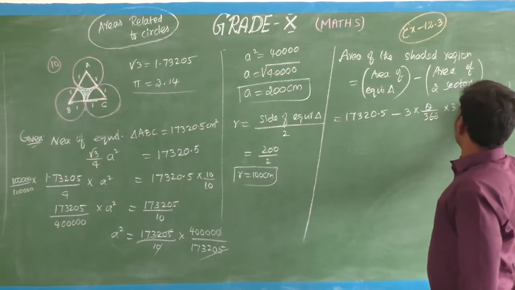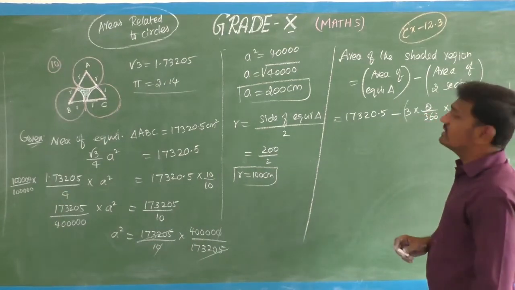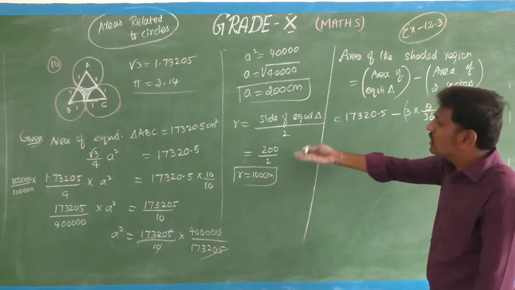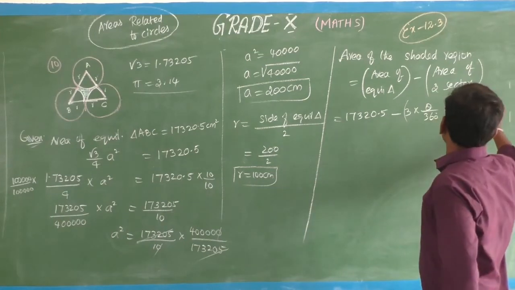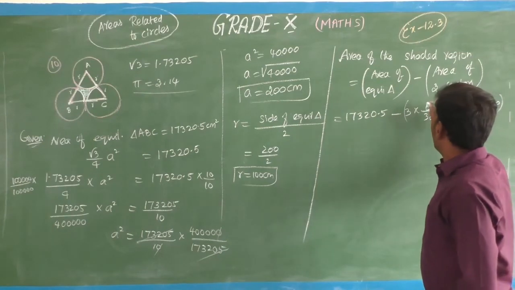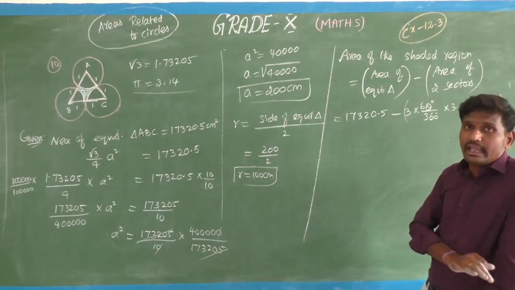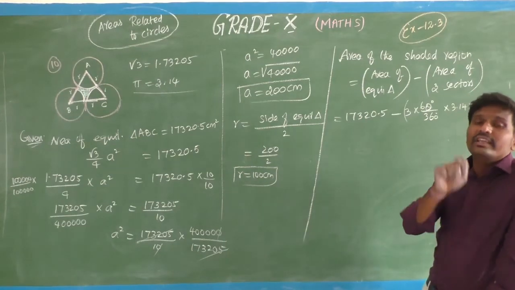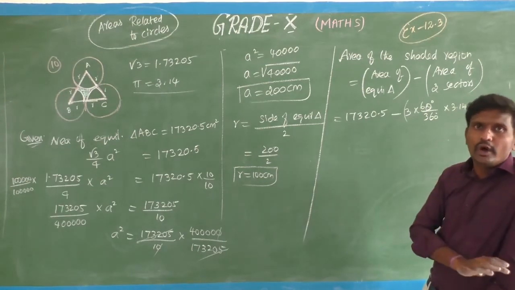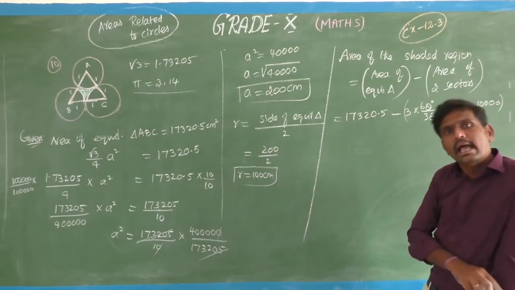Now 3.14 into, and what is that? Radius r square. What is the radius? You have 100. So 100 into 100 is 10,000. Yes students. Okay, and you have theta is 60 degrees. How are you taking that? Because in the equilateral triangle, each angle is 60. Why? Because in an equilateral triangle, all the sides are equal and all the angles are also equal.